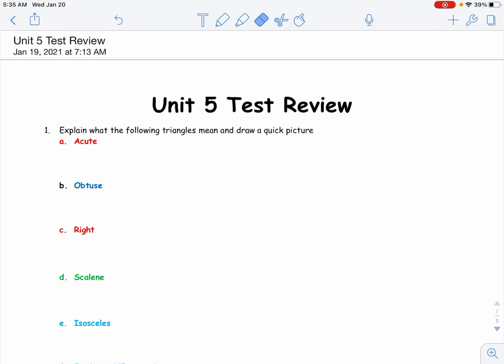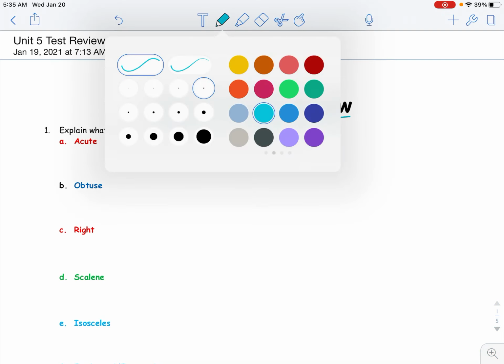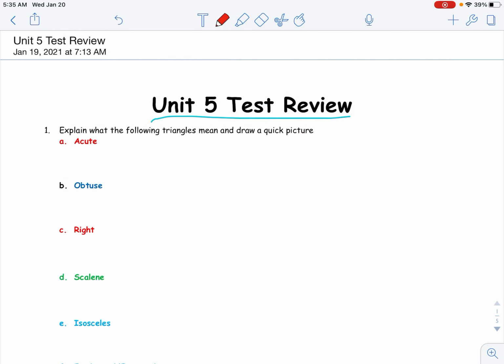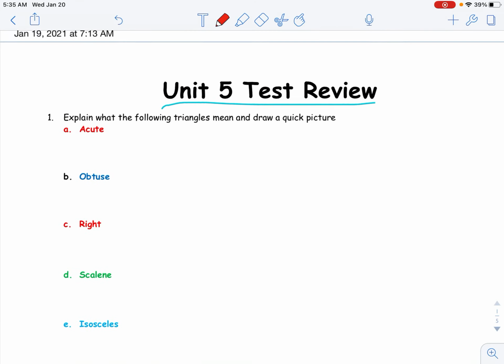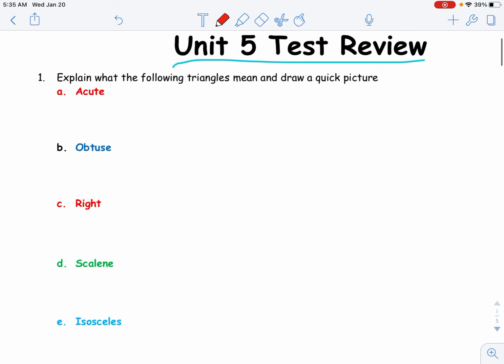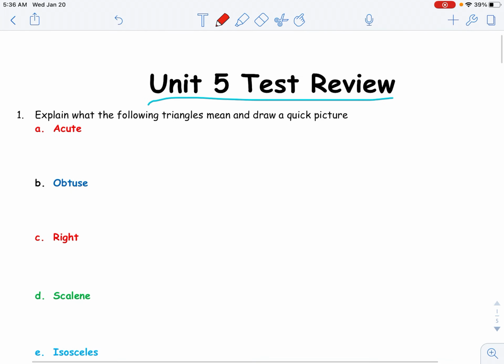Okay, students, so we're here with the Unit 5 test review. Alright, so we're going to go in depth on all different kinds of triangles. And in all seriousness, if you just want to listen, not write this down, that's fine, but screenshot what I write down and insert it in here. Or if you want to write as I go, that's fine. But this is the one time where you can screenshot and put it in the notes.